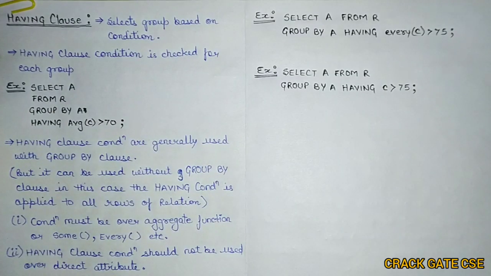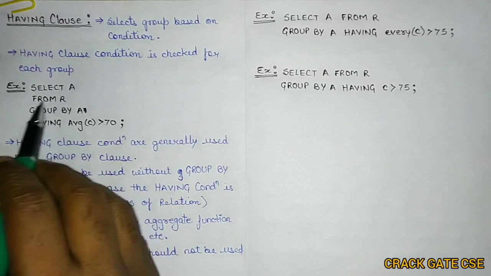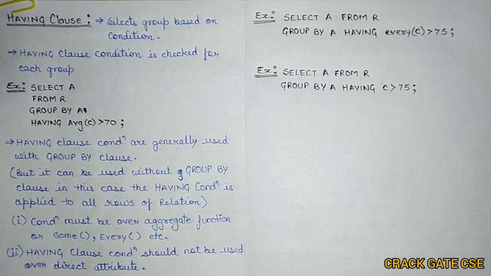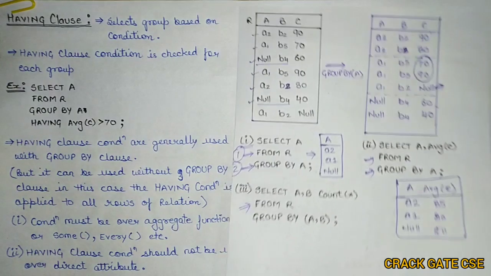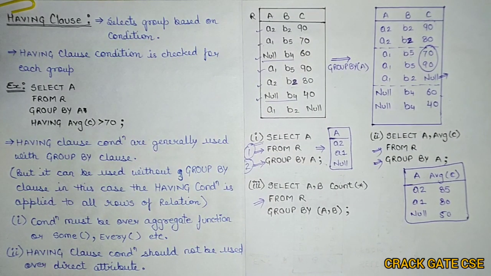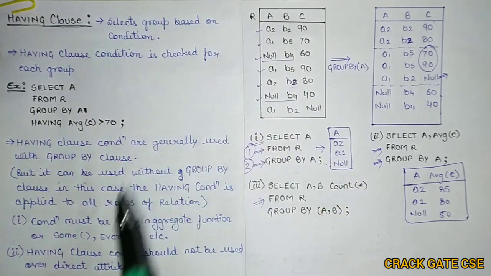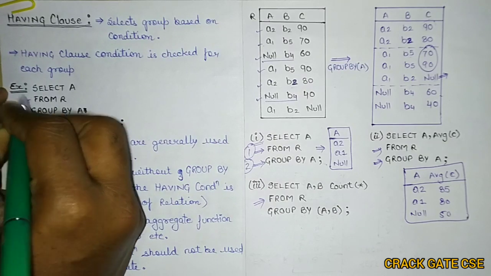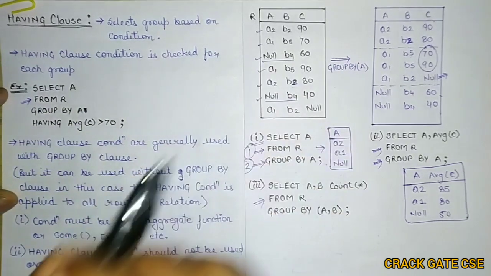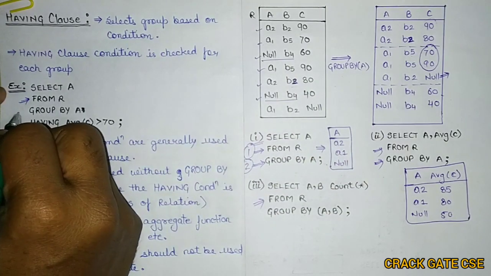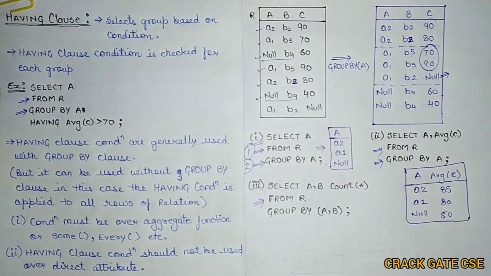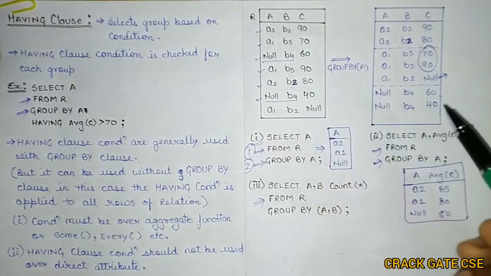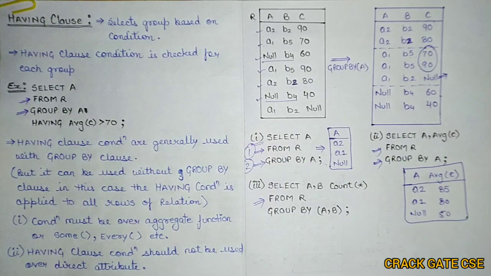For example, select A from R group by A having average C greater than 70. I am taking the same example that I took in the previous video of group by. I have this relation R. First of all we go with the from, because this is the first step in the execution flow. So I know that I have to take values from R. Then in the execution flow we have the group by. In the group by we need to group by A. You can see that we have grouped it by A values. So this is the group by A table.